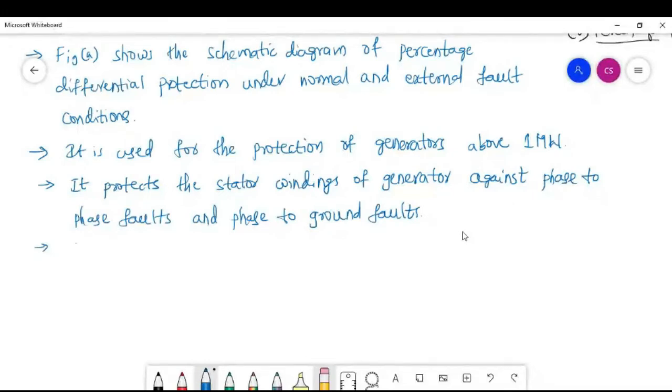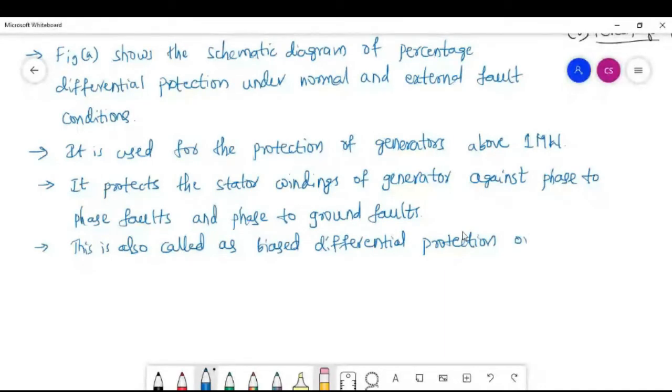So this is also called biased protection. We also call it biased differential protection or longitudinal differential protection. These are the other names of this percentage differential protection.